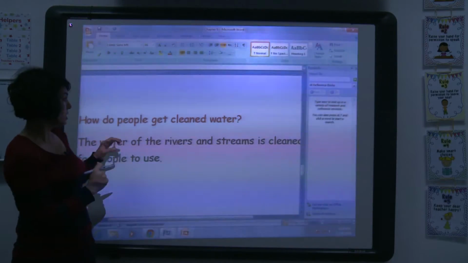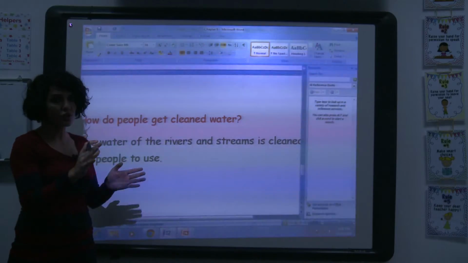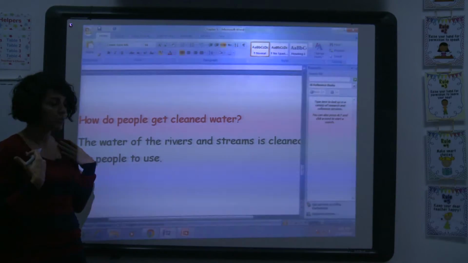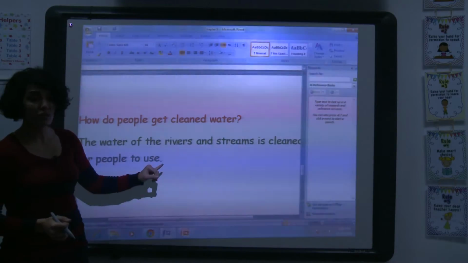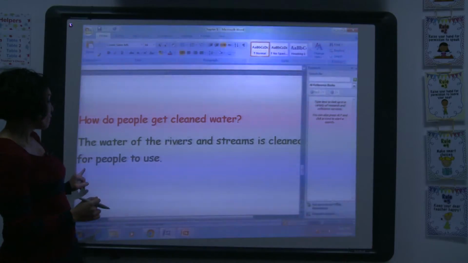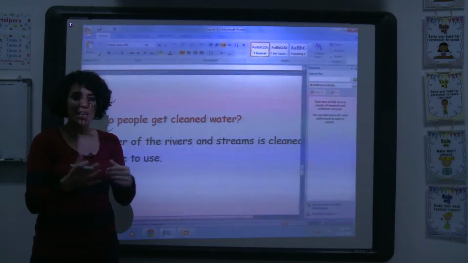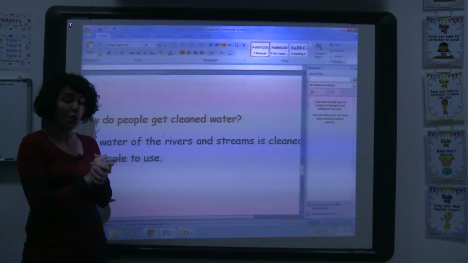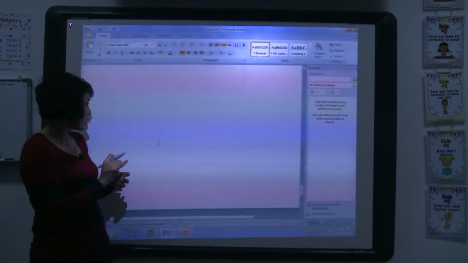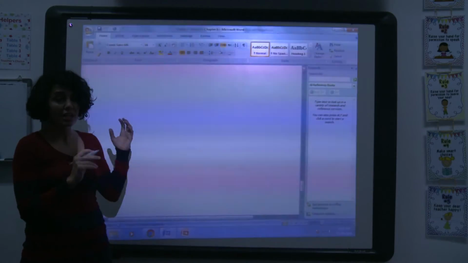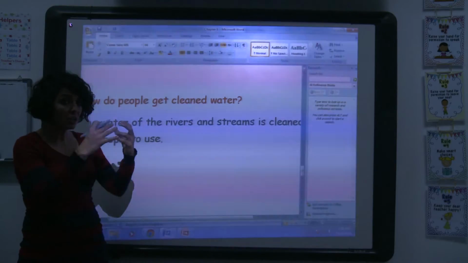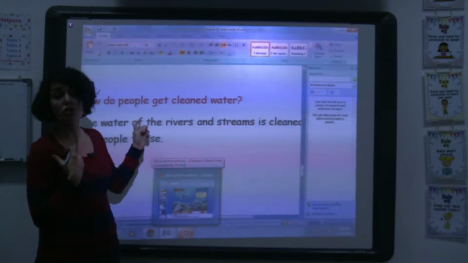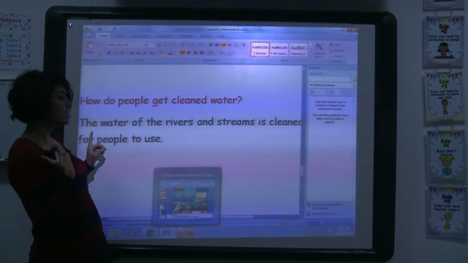How do people get clean water? This is very important. How do people get clean water, the clean water that we drink? Okay, the water of the rivers and streams is cleaned for people to use. So from where do we get the fresh water that we drink? We get it from streams and rivers. Okay, this is very important. So the most important thing about fresh water is that we need to clean it in order to use it.